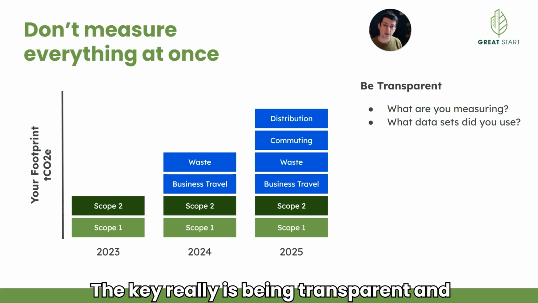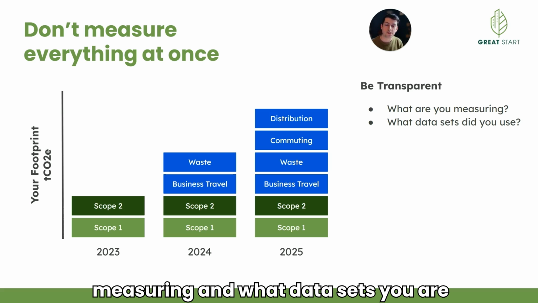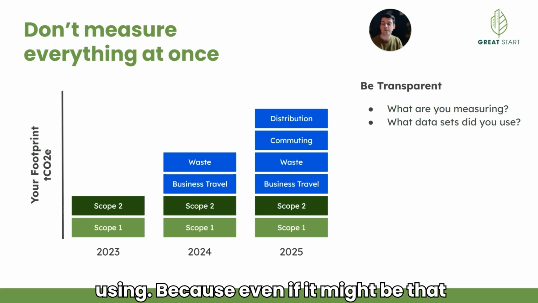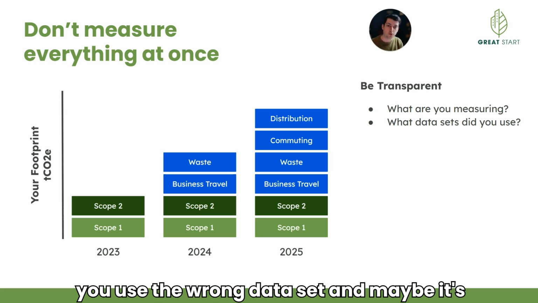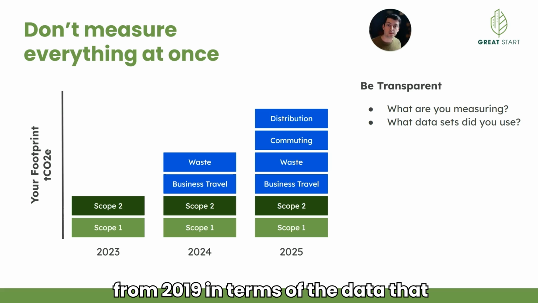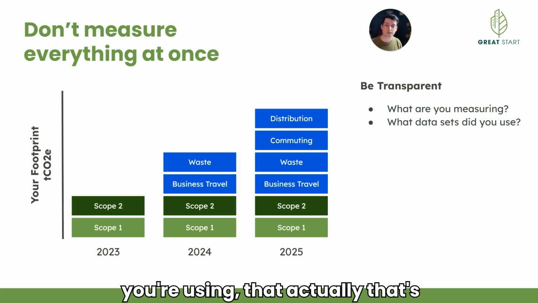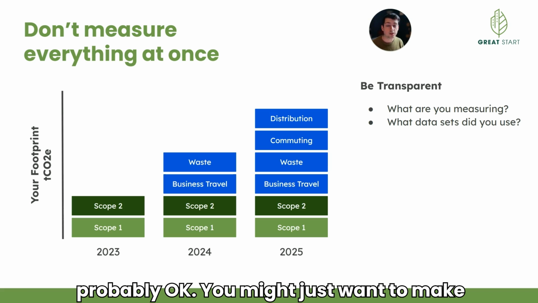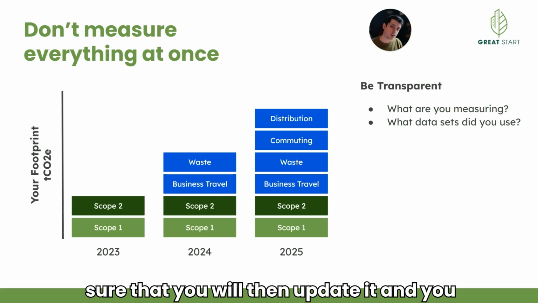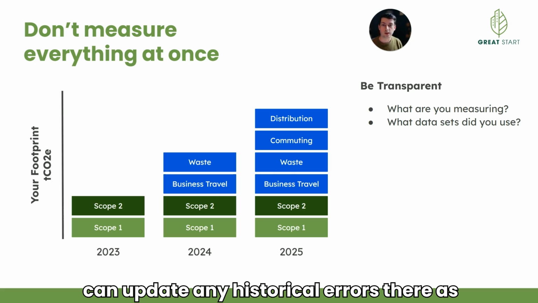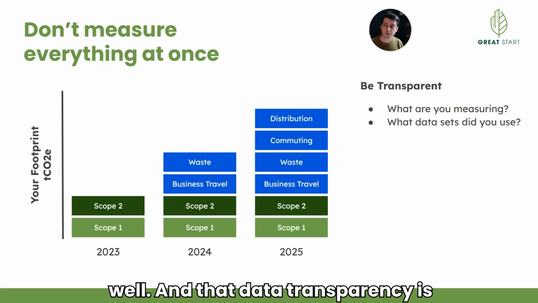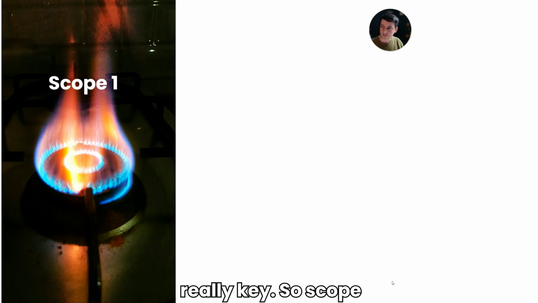That's okay. The key really is being transparent and being very clear on what you are measuring and what data sets you are using, because even if it might be that you use the wrong data set and maybe it's from 2019 in terms of the data that you're using, that actually that's probably okay. You might just want to make sure that you will then update it, and you can update any historical errors there as well, and that data transparency is really key.